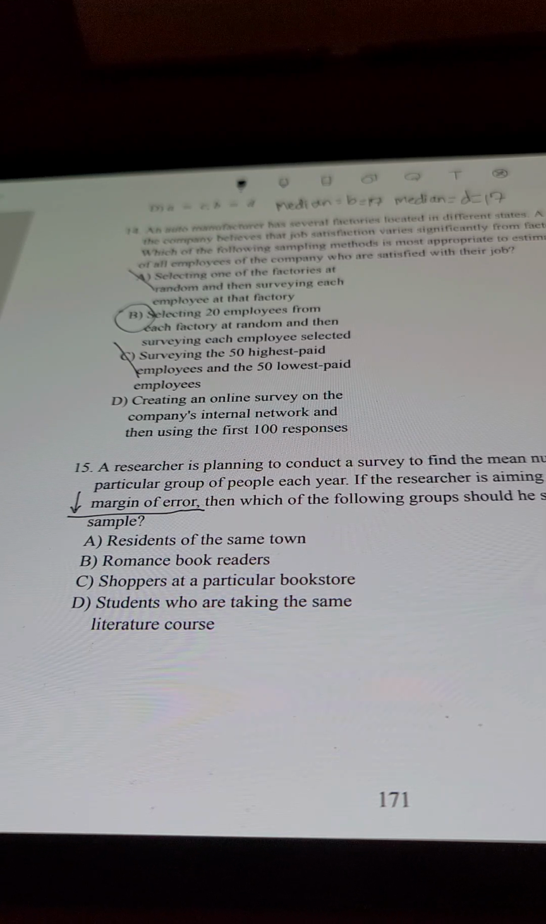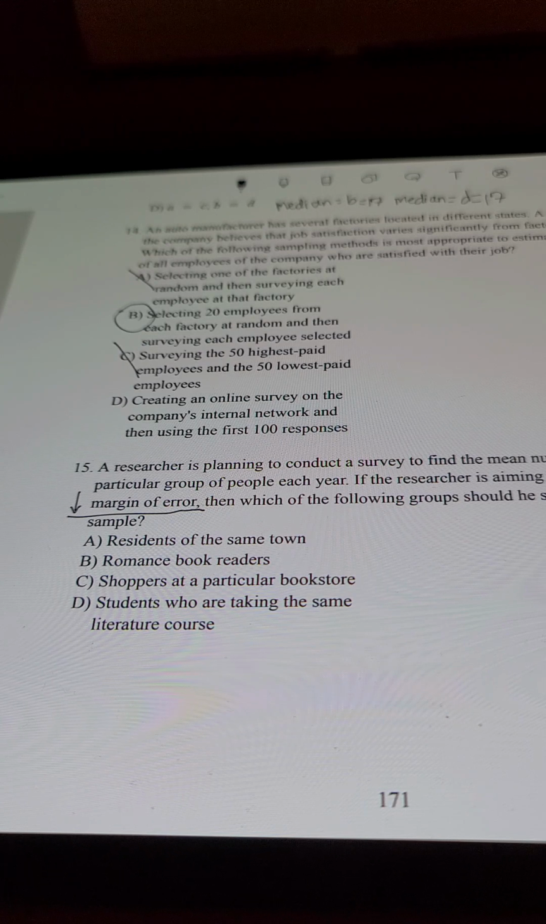The other answers are going to be way too far off. Residents of the same town probably don't all have similar reading habits. While romance book readers might like the same genre, there might be someone who reads one book a day and someone who reads one book a month. That doesn't really have a set schedule to it or anything standardized, the way a literature course would have some sort of syllabi, or syllabus, I guess.